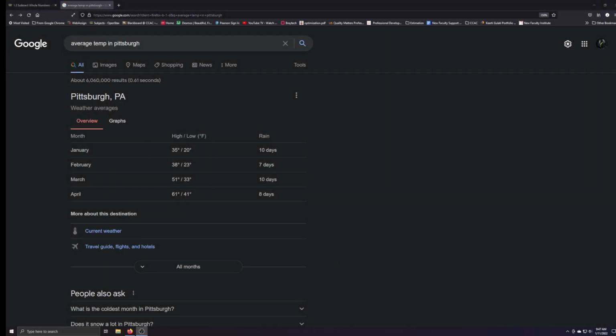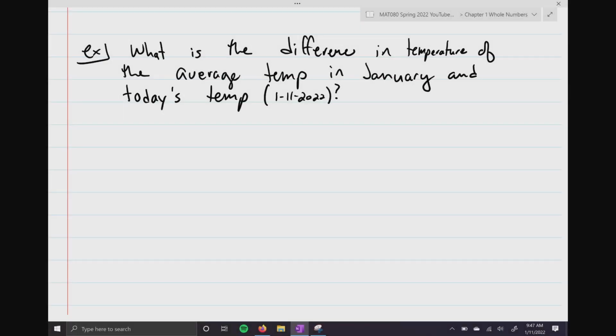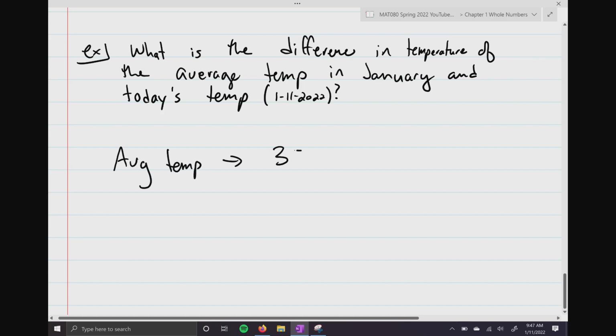All I did is I just typed into Google average temp in Pittsburgh. So in the month of January, the average temperature, and we're going to use the high temperature, is 35 degrees. Let me zoom in here for us. There we go. So the average temperature in January high is 35 degrees. So let's go ahead and write that down. So average temp, 35 degrees Fahrenheit. So now what we need to do is find the temperature for today. So today's temp. All right, remember, this is on January 11th, 2022.